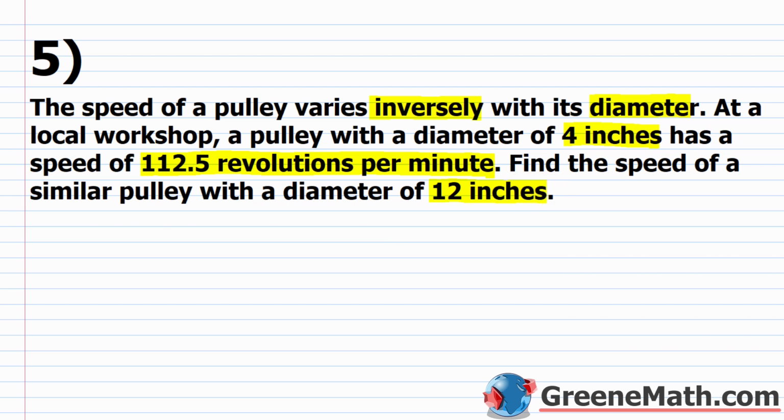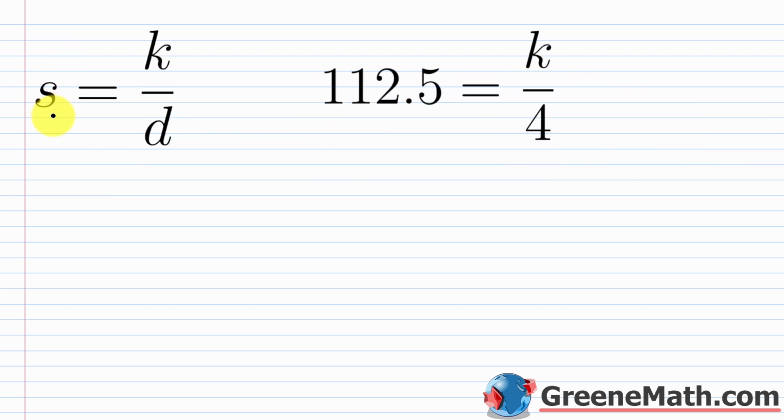So in this case, we have something that varies inversely. So the speed of a pulley varies inversely with its diameter. So let's use S for the speed of the pulley. Let's use D for the diameter. And this K here, again, that's your constant of variation. So this is just following our Y equals K over X like we talked about in the lesson. We're just using different letters.